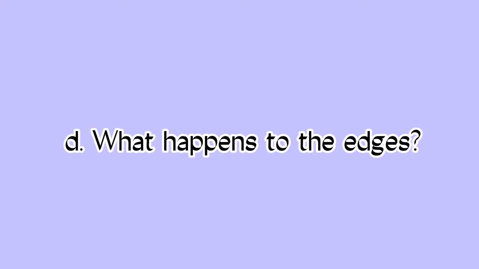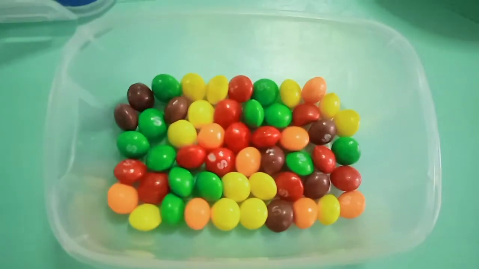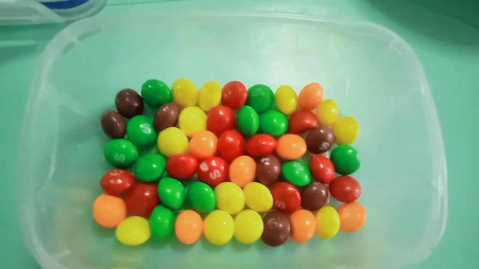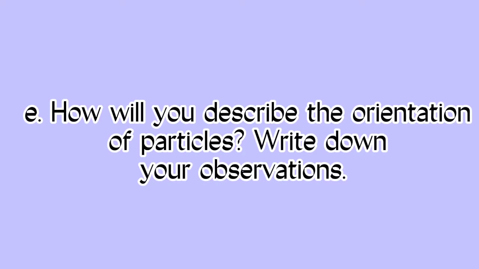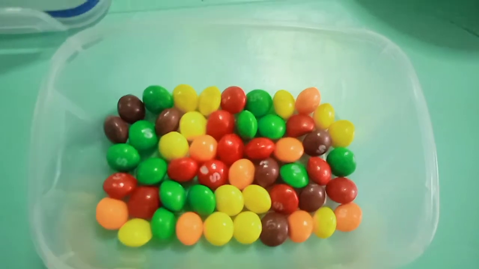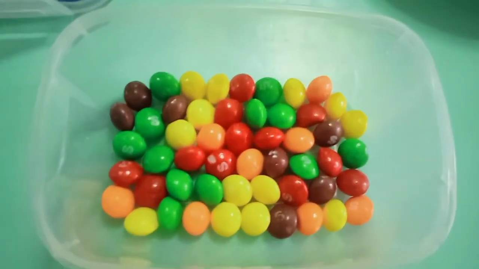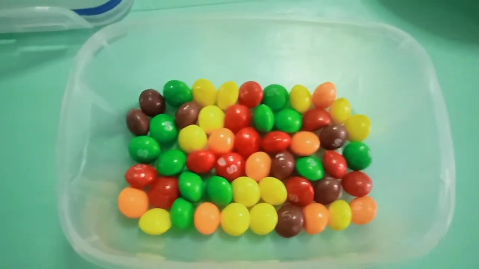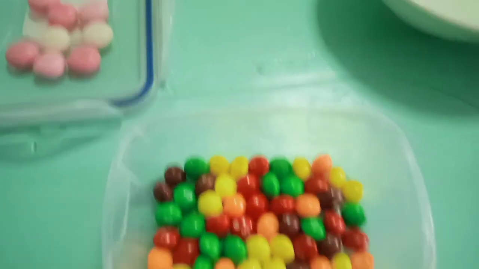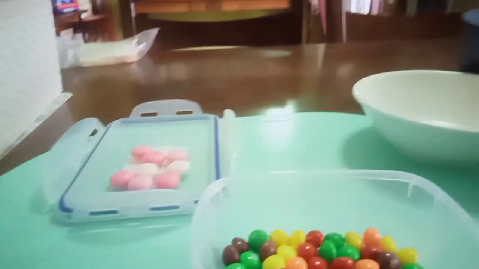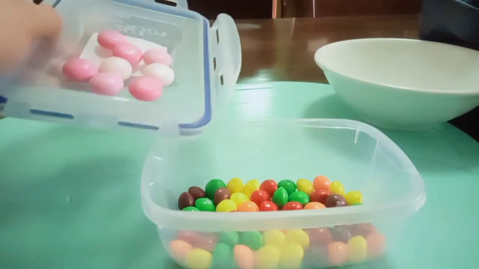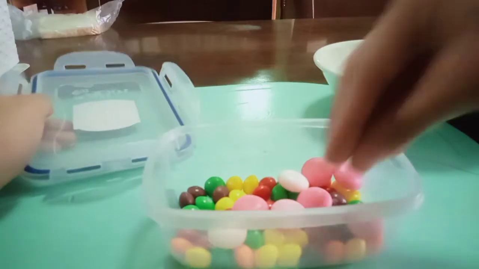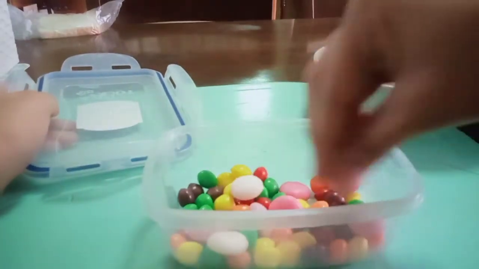What happens to the edges? The edges are fixed in the bowl and in order. How will you describe the orientation of particles? Write down your observations. The orientation of particles is grouped in a lattice or predefined geometric pattern. Their units are arranged in such a way that they maximize the amount of space they take up and are incompressible.